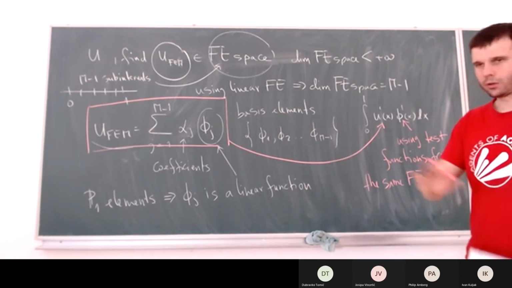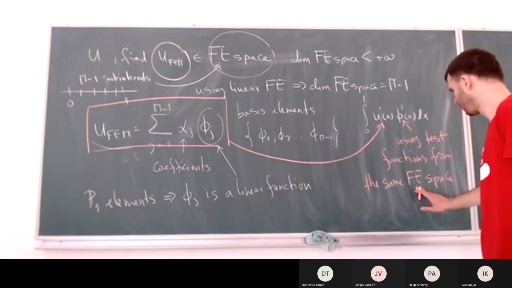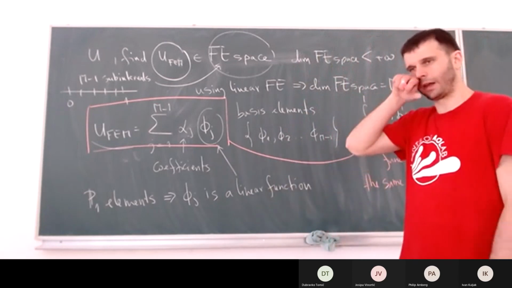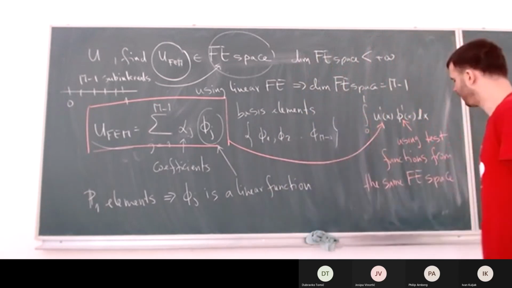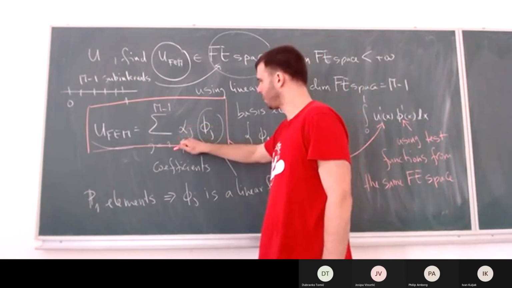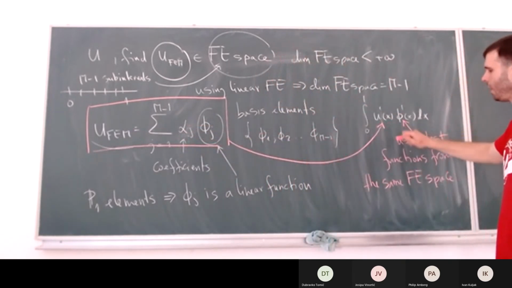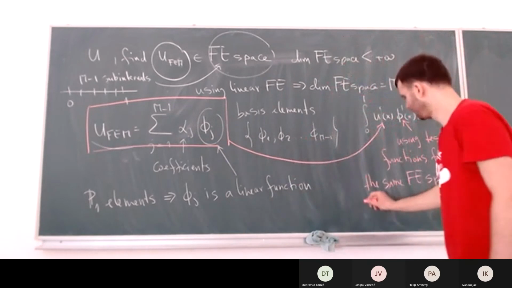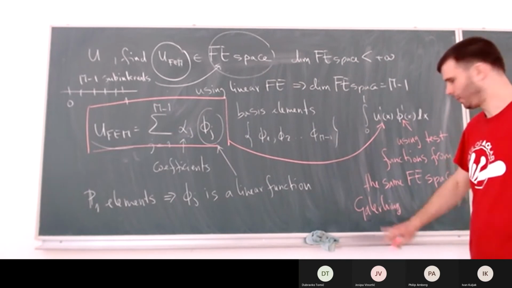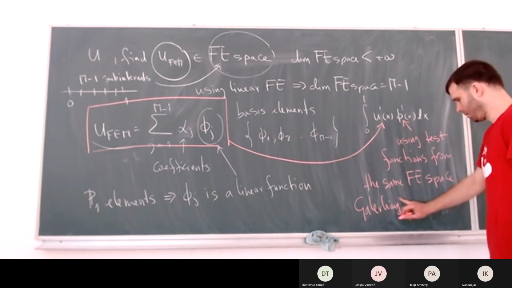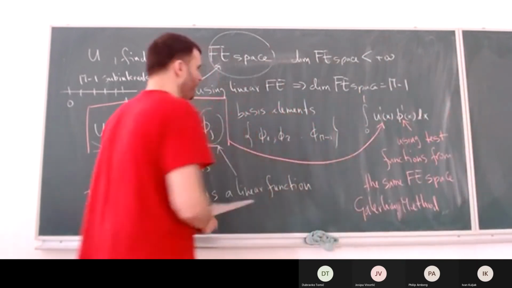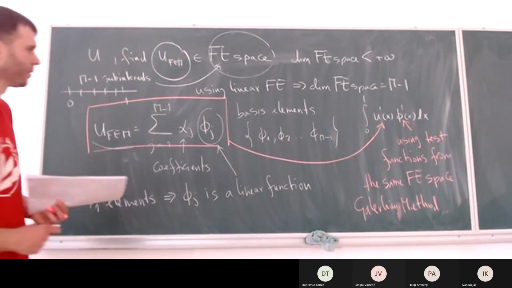Okay. You don't have to do it like that. You can use test functions from some other finite element space, but in that case the analysis is harder, and convergence and all other stuff doesn't have to be well posed. There are a lot of different problems. But if you decompose your solution in the same space as the test functions you are using, it's usually called the Galerkin method. So the Galerkin method means using the same finite element space for your basis and test functions.